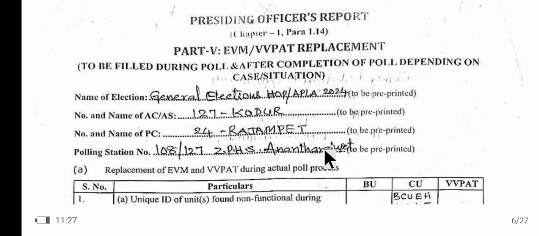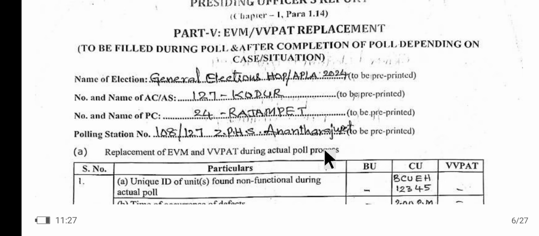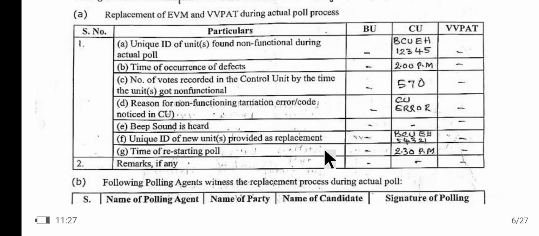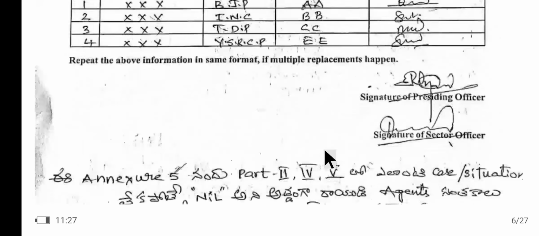Next, Part 5. This is the last item of Annexure 5, which is to be filled in during the poll and after completion of the poll, depending on the case or situation. So VVPAT replacement information and error details should be here.